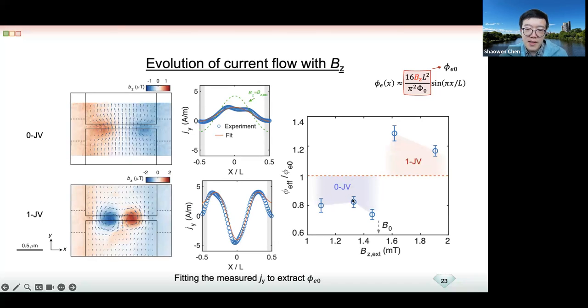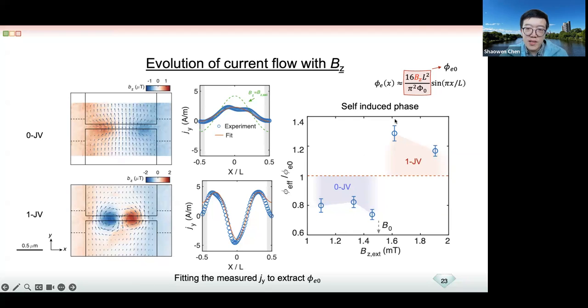And what we find is that in the case of a zero vortex in the junction, my effective phase is always lower than the external phase. Whereas if I have one vortex in the junction, then my effective phase is higher than the expected phase. So this is pretty weird. You would think, okay, so why is this? What is going on here?